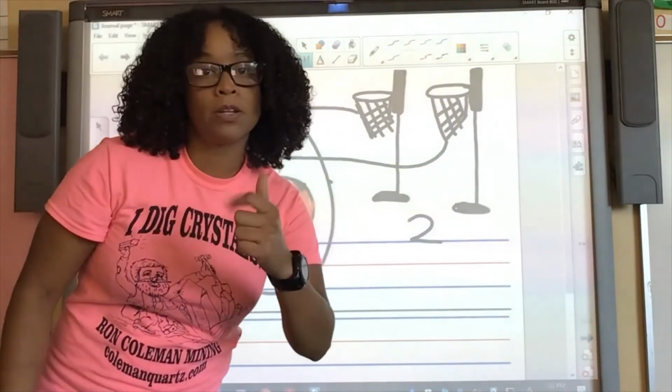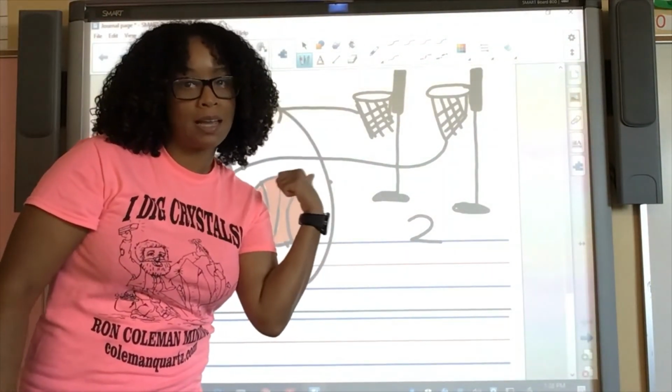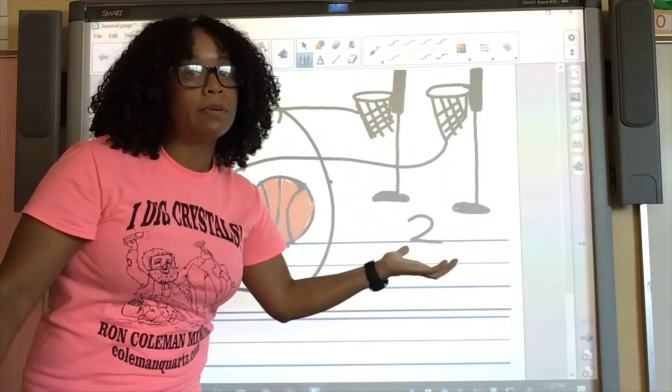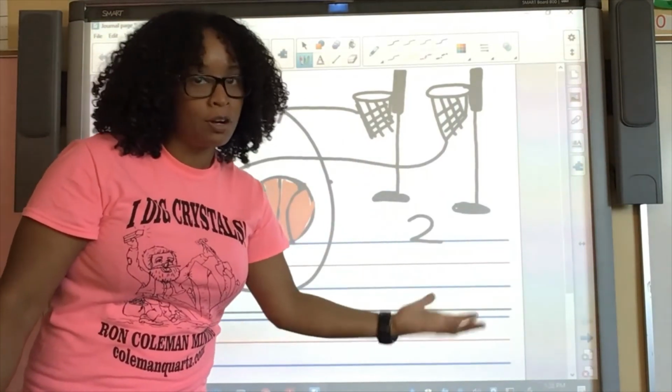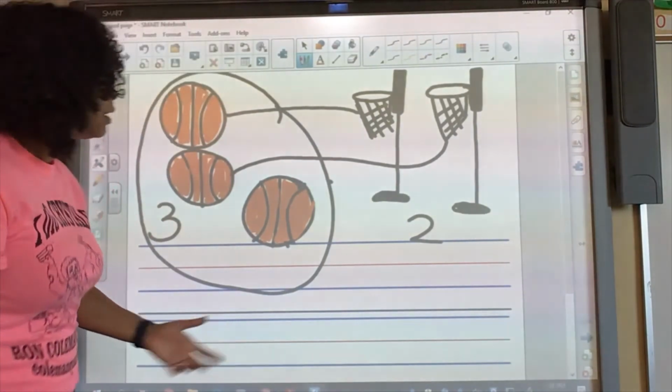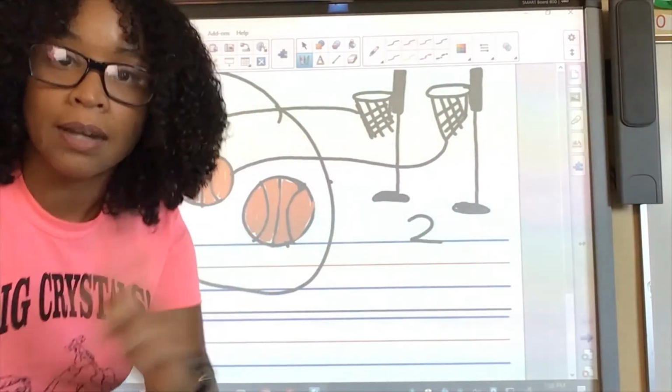Okay, and again, take a picture of your illustration so I can see how well you drew your probably first basketball hoops ever. I want to see how good they look, and then I can comment on it.